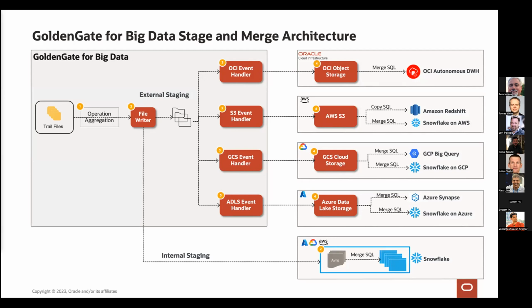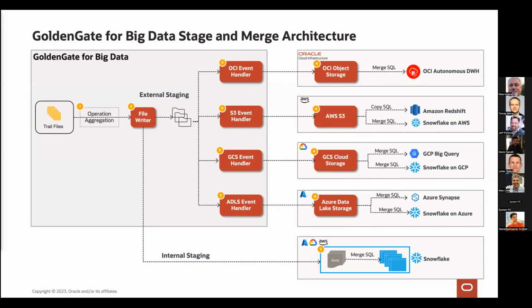So in summary, Golden Gate for Big Data stage and merge replication is made of several steps, and these steps are executed by the Golden Gate for Big Data replicate process. As a first step, stage and merge aggregates the operations in memory. At this step, Golden Gate for Big Data aggregates multiple operations on the same row into a single output operation based on a time threshold. After the aggregation, a file rollover is triggered, producing local Avro files.